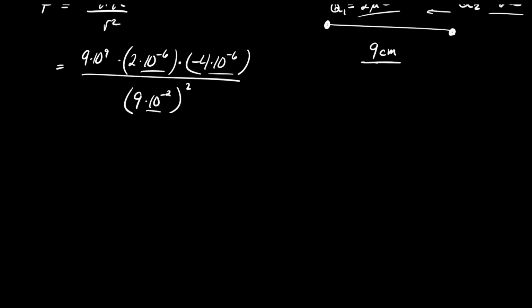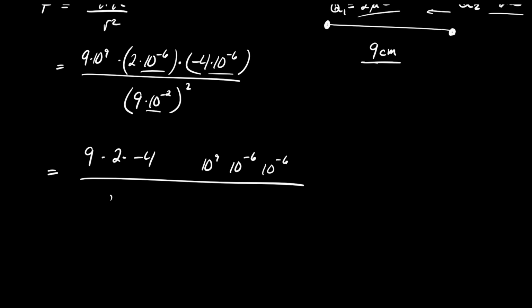So if we group everything together, upstairs we have 9 times 2 times negative 4, and then all the powers of 10. We have 10 to the 9th, 10 to the negative 6th, and again 10 to the negative 6th. Downstairs we have 9 squared and 10 to the negative 2 squared. By the way, at this point, if you do have your calculator, you can go straight from this to the answer. But as an example, if you do it by hand, you can simplify some of the exponents.